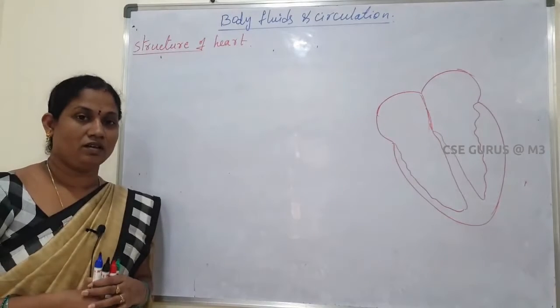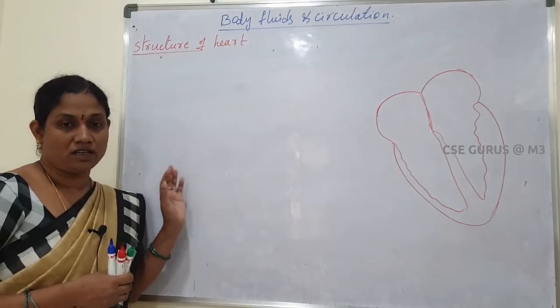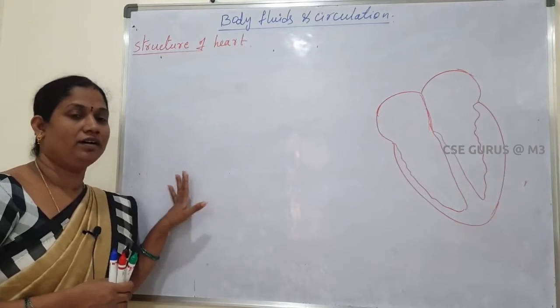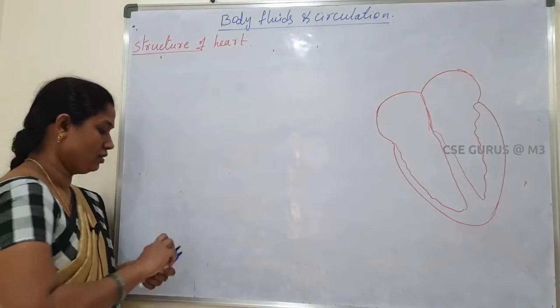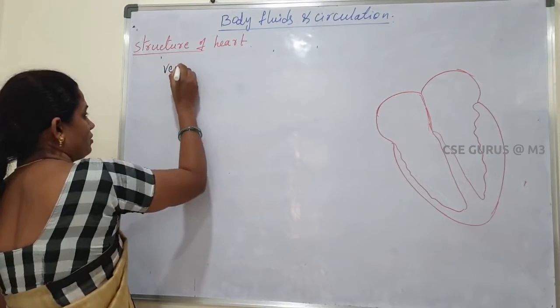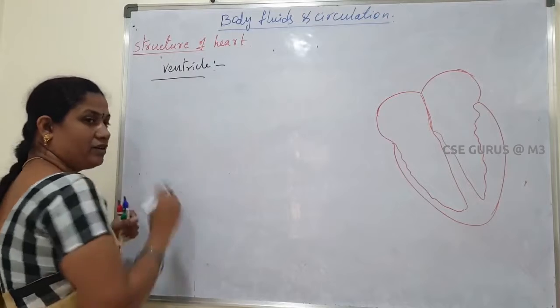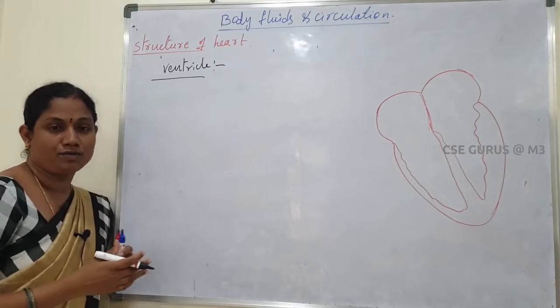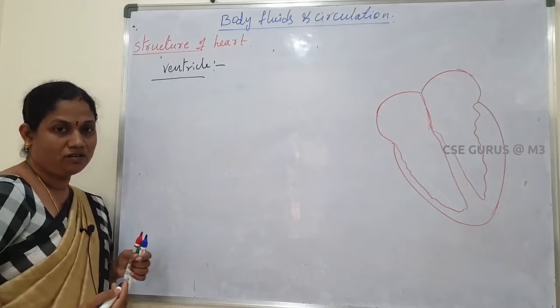Hello students. In the previous video we discussed the external features of the heart and also the atria. So in this video we will learn about the ventricles. The heart is divided into four chambers. The upper chambers are called atria, and the lower chambers are called ventricles.